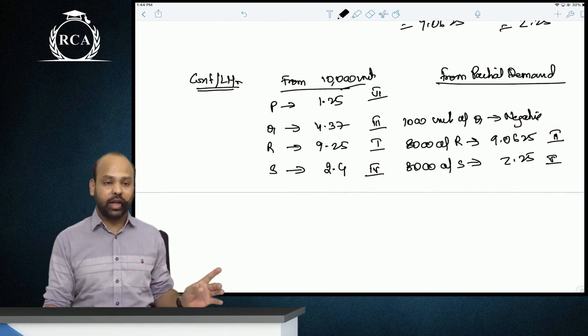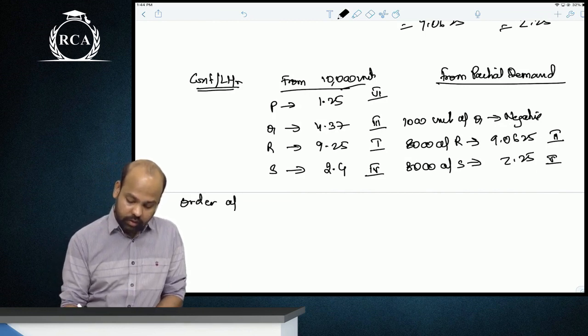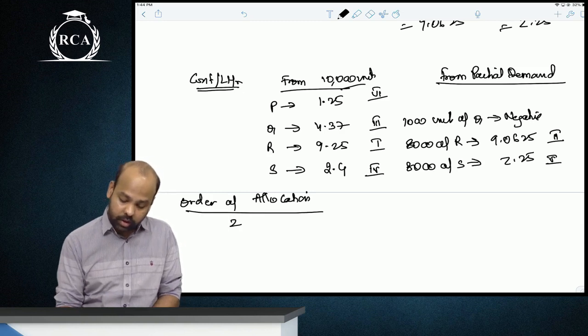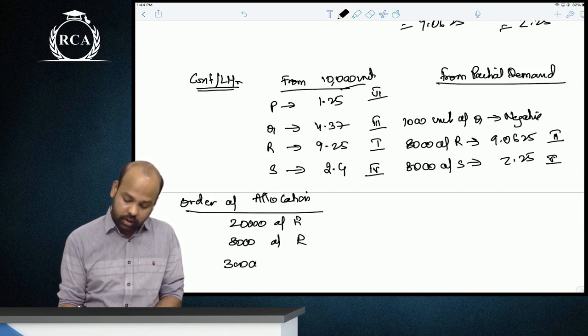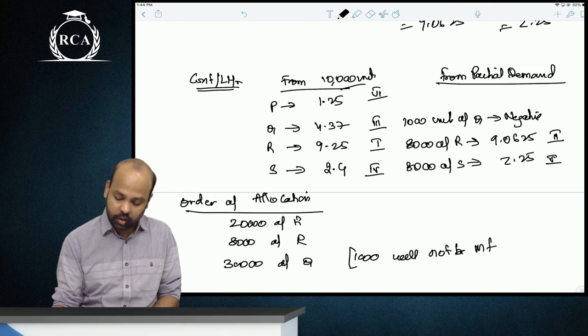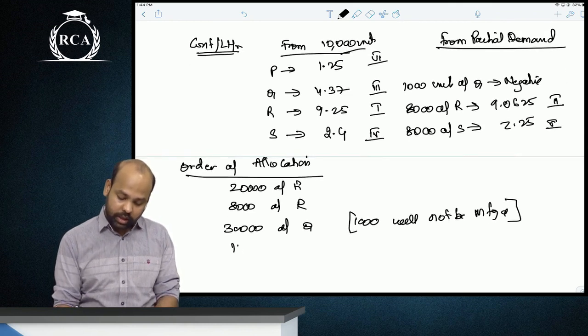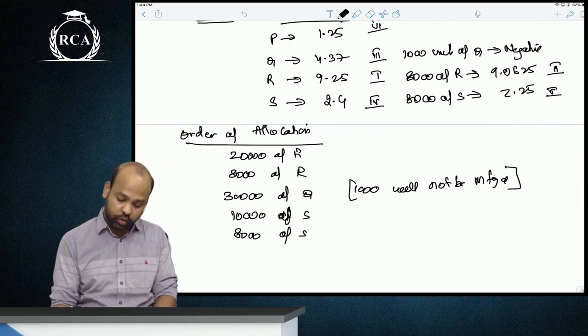First, finish 20,000 units of R, then 8,000 units of R. So the order of allocation, guys, if you combine all of them: 20,000 units of R, then 8,000 of R, then 30,000 of Q. 1,000 will not be manufactured, because it is resulting in a loss. Then 10,000 of S, 8,000 of S. It is much better to manufacture 8,000 of S only before you shift to P.